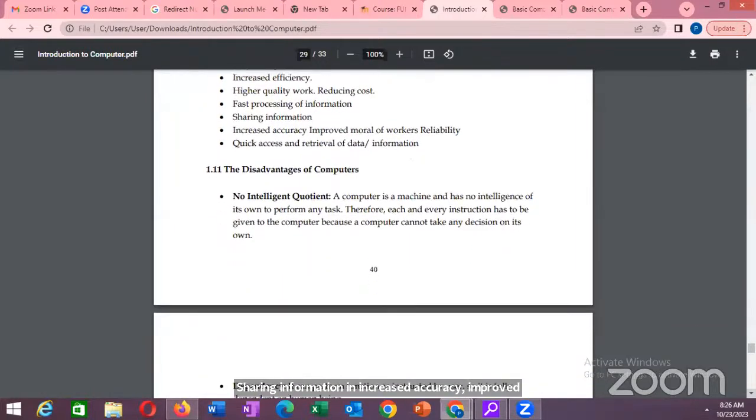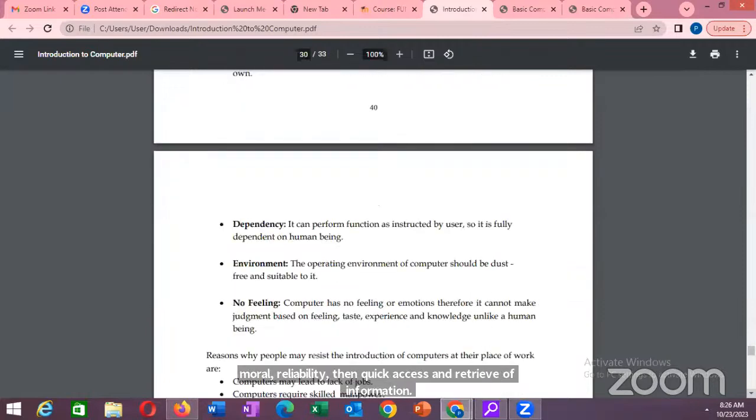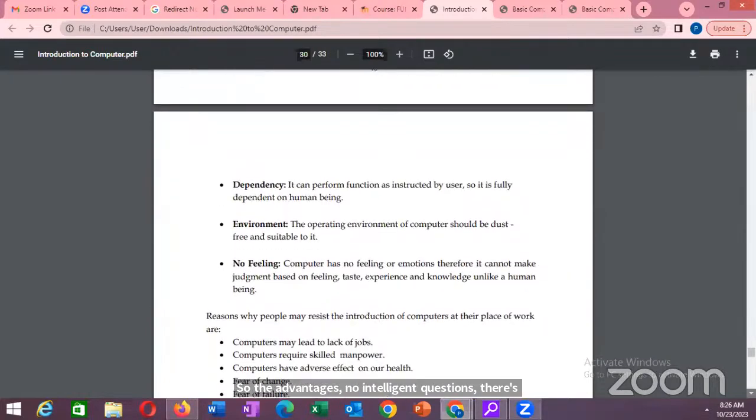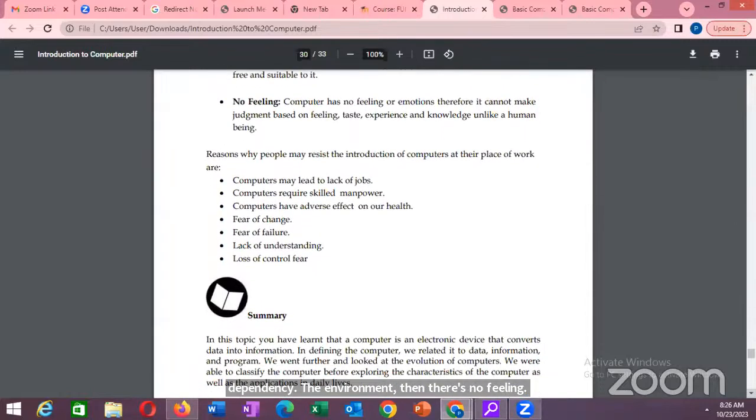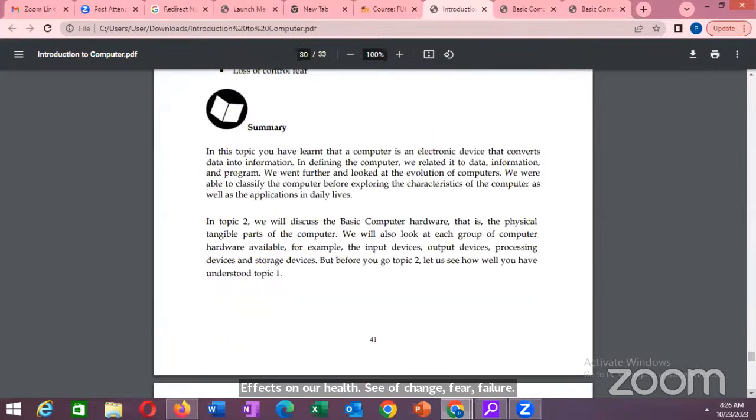So the disadvantages: no intelligent quotient, there's dependency, the environment, then there's no feeling. So those are the things that are very key. So reasons why people may resist the introduction of computers at their workplace. People also refuse because they feel that maybe they're going to lose jobs. People require skilled manpower. Computers have adverse effects on our health, fear of change, fear of failure, lack of understanding, and loss of control.